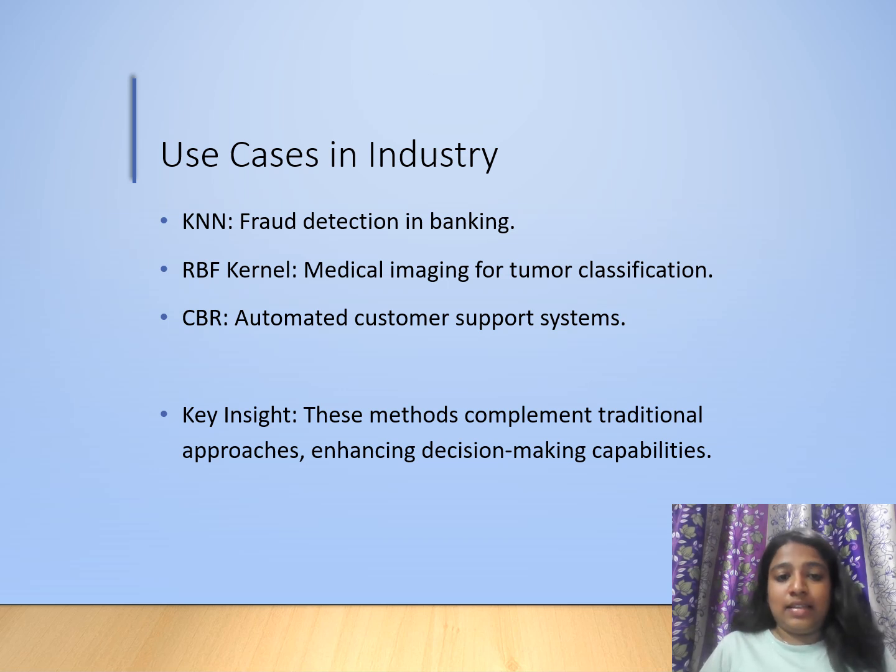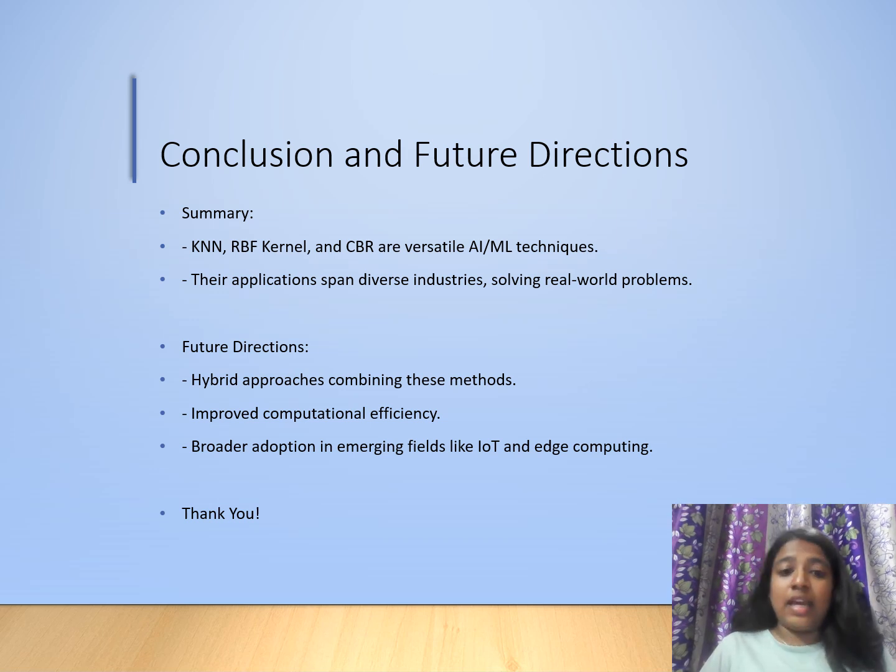Use cases in industry: fraud detection in banking using KNN and RBF kernel, medical imaging for tumor classification, and automated customer support. Conclusion: KNN, RBF kernel, and CBR are versatile AI/ML techniques. These applications span diverse industries. Future directions include hybrid approaches, improved computational efficiency, and broader adoption.